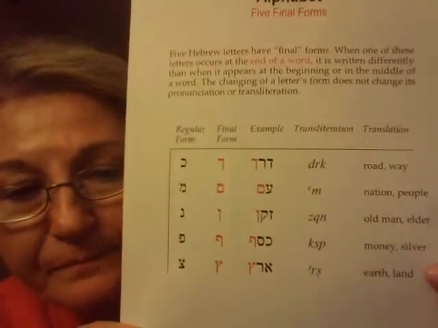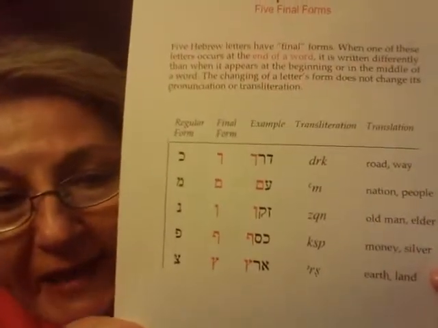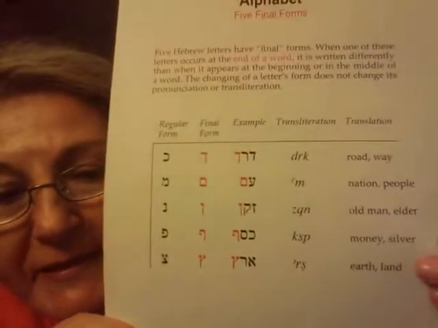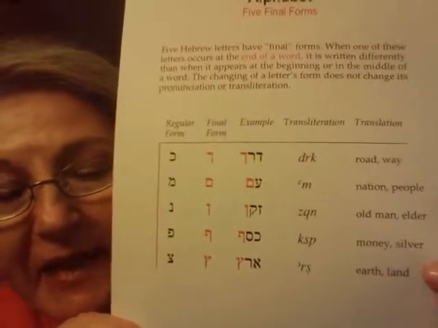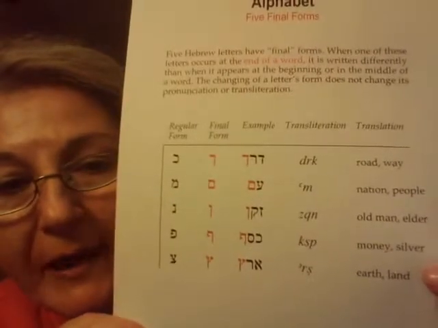And then you have the sade, and the final form of the sade. And this word, aleph resh sade, is eretz, and it's translated earth or land. You'll need to memorize not only the alphabet, you'll need to memorize those final forms. Remember, the final form does not change the sound nor the transliteration. It just changes in appearance.